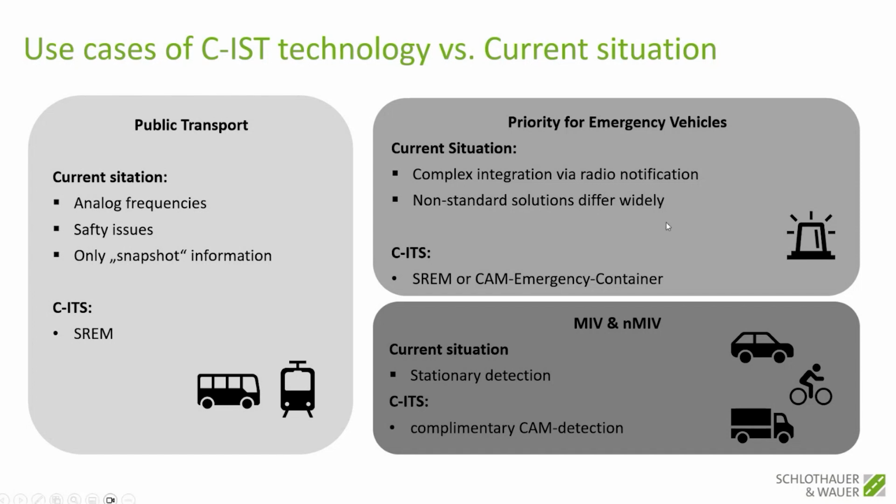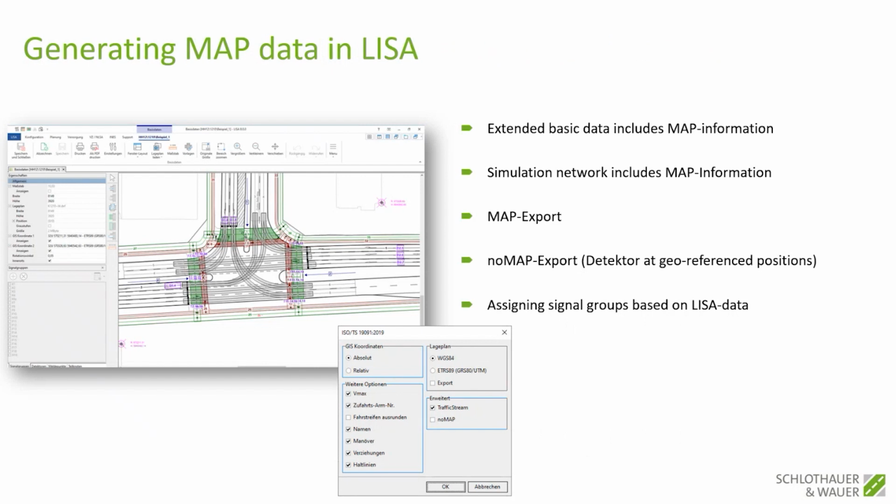We already talked about priority for emergency vehicles, and we have talked about the advantages of detection via CAM messages against stationary detection. So what of all these information channels that we've talked about can we find in LISA, and how can we enhance them, or how does LISA support us? First of all, of course, there's the generation of map data in LISA. Maybe we can look at this in the software itself.